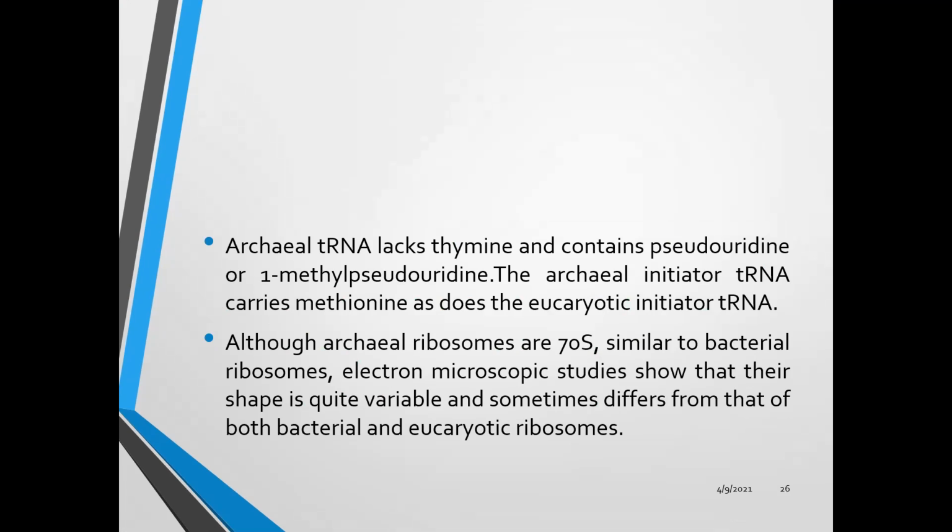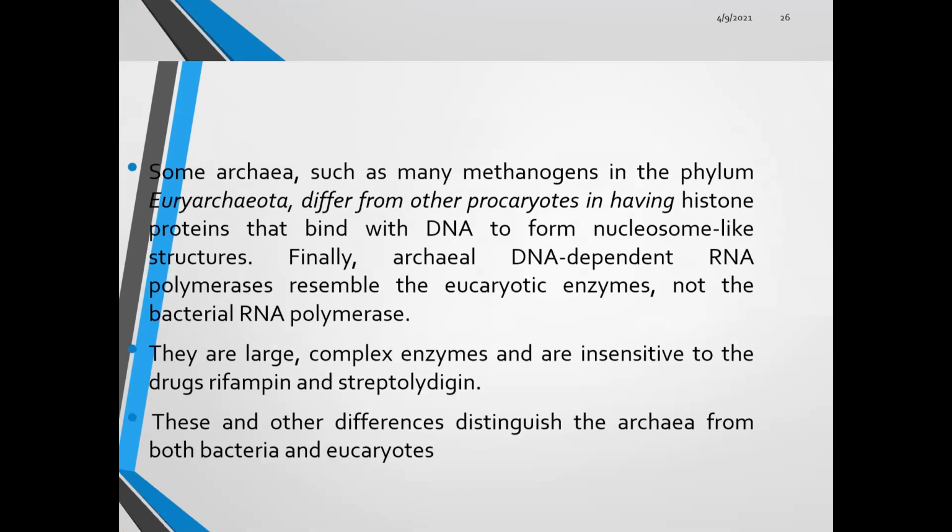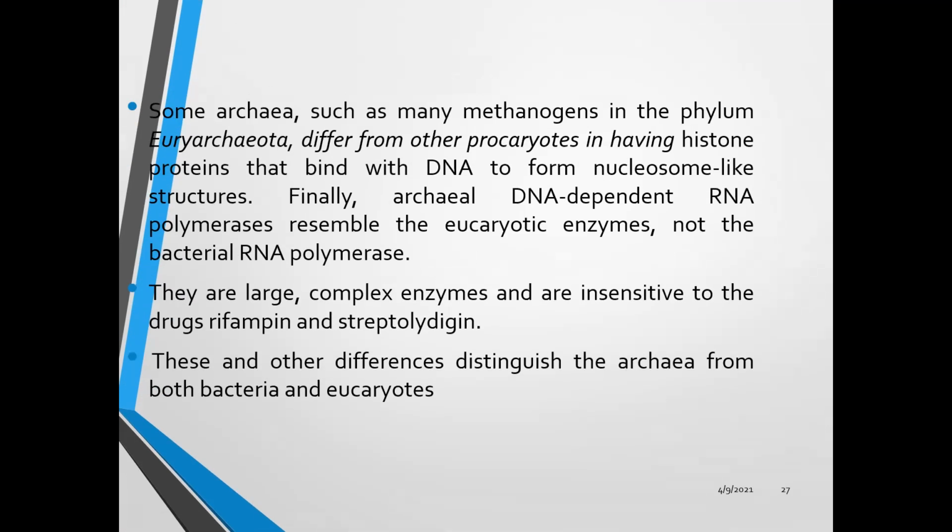The archaeal initiator tRNA carries methionine, as does the eukaryotic initiator tRNA. Although the archaeal ribosomes are 70S, similar to bacterial ribosomes, electron microscopy studies show that their shape is quite variable and sometimes differs from both archaea and bacteria. So overall, the chromosome structure and the way of translating the messenger from one cell to its daughter cell is quite different.